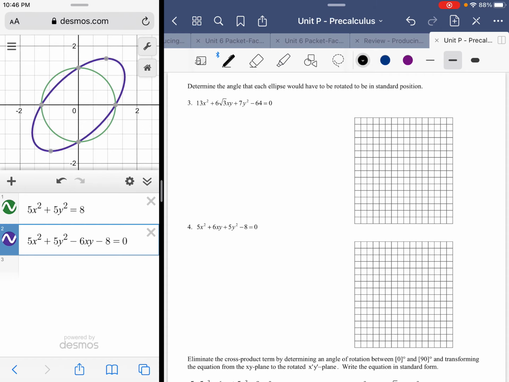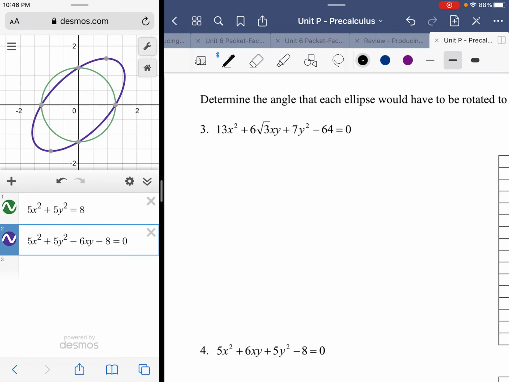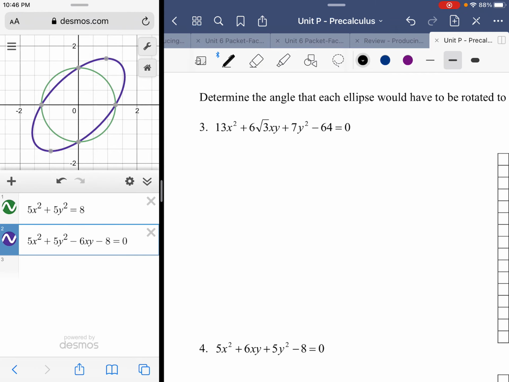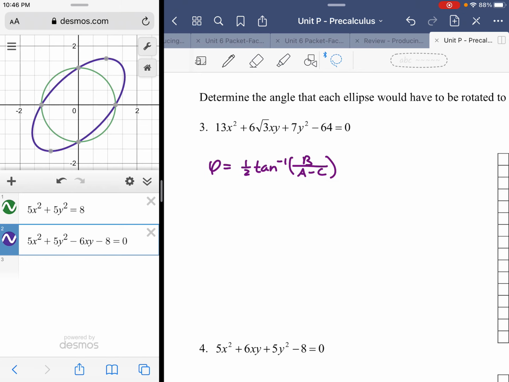It looks like I typed one of them in already. Well, something close to one of them. So determine the angle that each ellipse would have to be rotated to be in standard position. So basically it's saying find the angle of rotation. All right, so we're working with this formula, but you might look at it and say, well, I don't see any A's, B's, and C's.